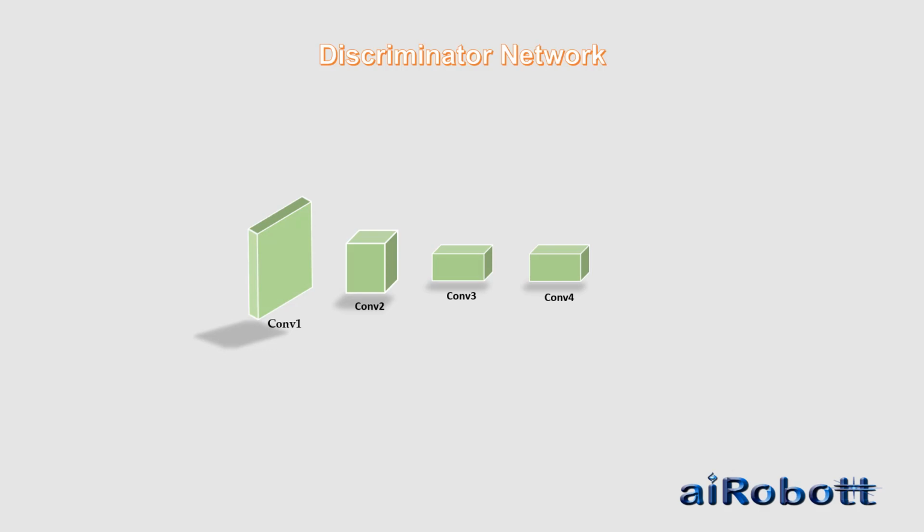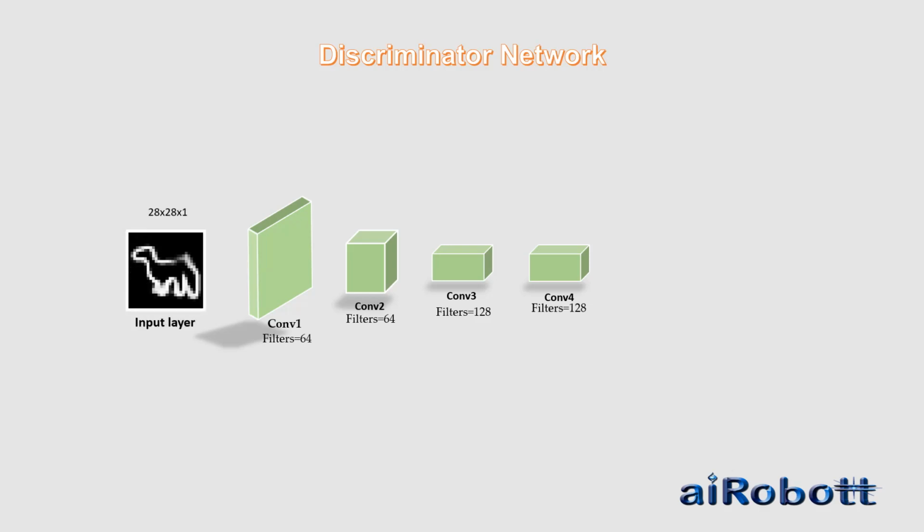Let's first take a look at how we build the discriminator. It consists of 4 convolutional layers, the first 2 having 64 filters and the next 2 having 128 filters. The kernel size is 5 by 5, the first 3 having stride 2 and the last one having stride 1. When the input image of size 28 by 28 by 1 is passed through the first convolutional layer with stride 2, the image becomes 14 by 14 size.